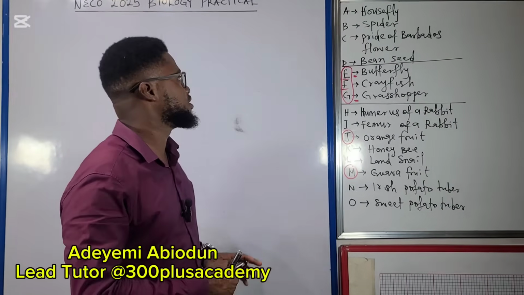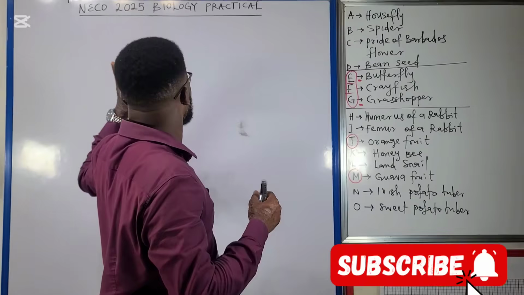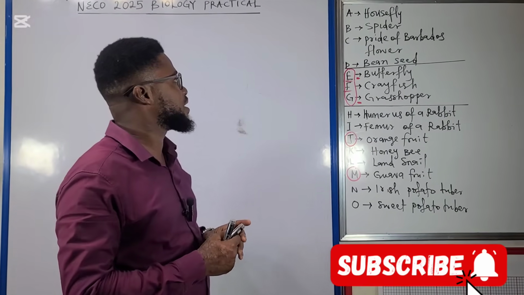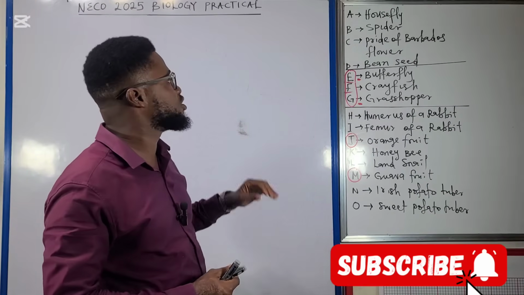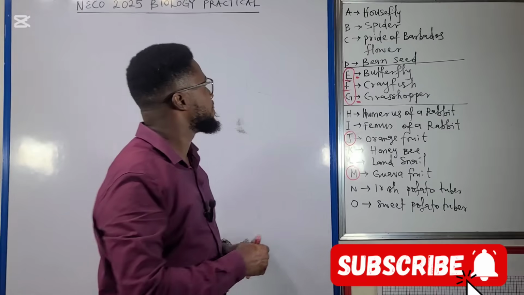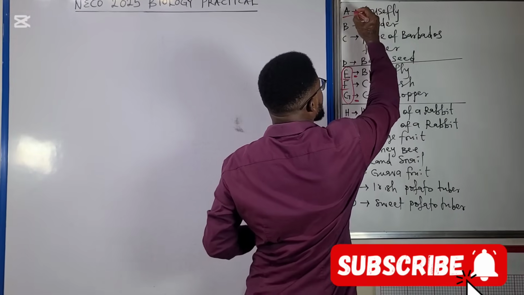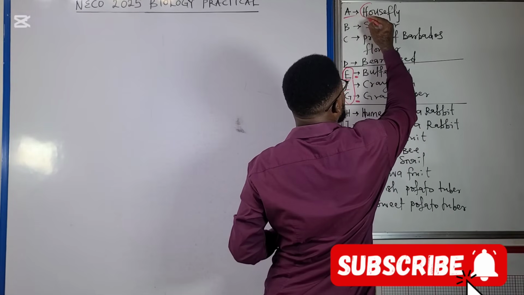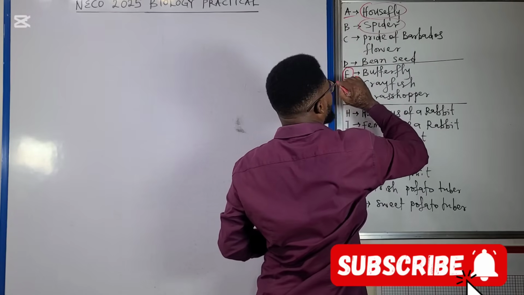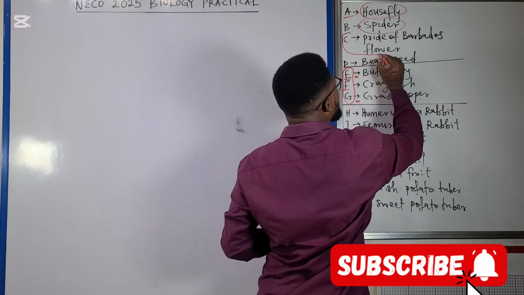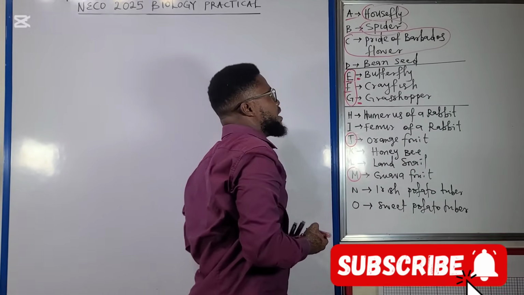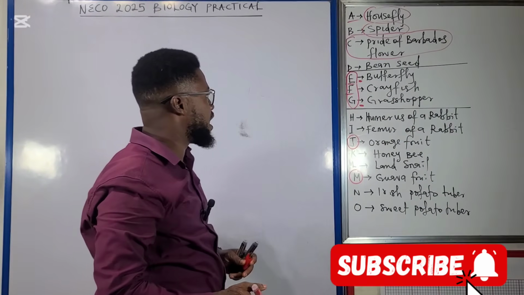Of course, what is a biology practical preparation without drawings? It is not complete. So, looking at NECO 2025 biology practical, what are the expected drawings? At least in the exam, we're going to be having a minimum of 2 drawings. Specimen A, it is very possible. Specimen A, that's housefly. Specimen B, that is a spider, is also possible. Specimen C, looking very likely, talking about the pride of Barbados flower.